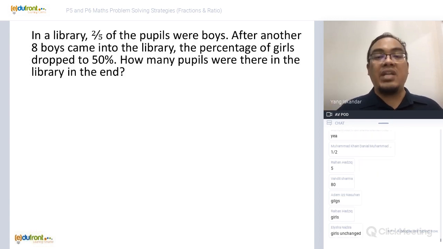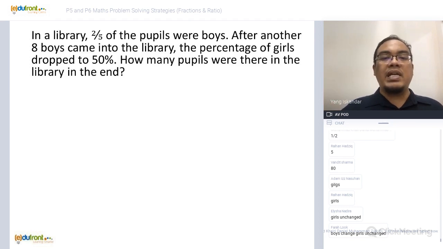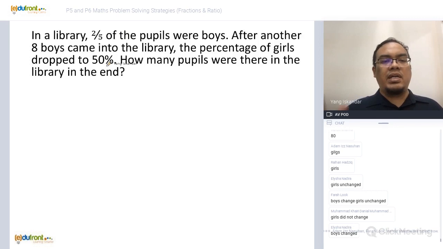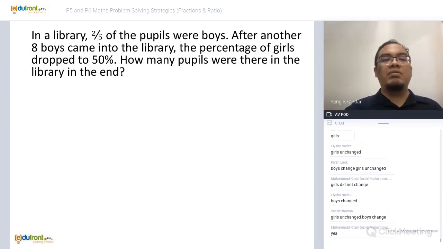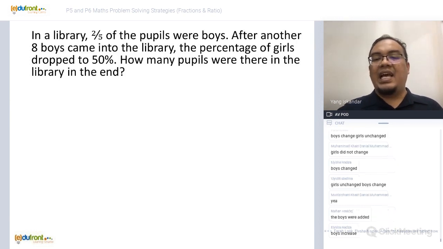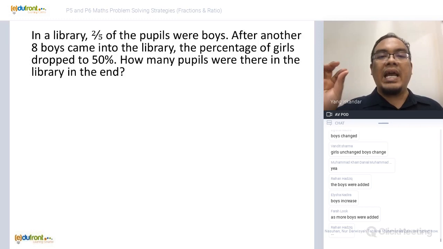The number of girls is unchanged, right? The number of girls did not change. But the question is, how come the percentage of girls dropped to 50%? Some of you are wondering, teacher, when you say that there's no change in the girls, how come the percentage of girls dropped to 50%? That's where you need to understand the difference between the actual quantity and the ratio.